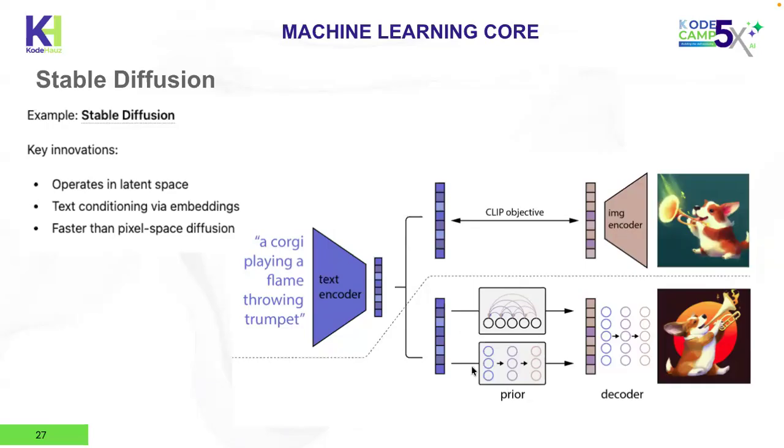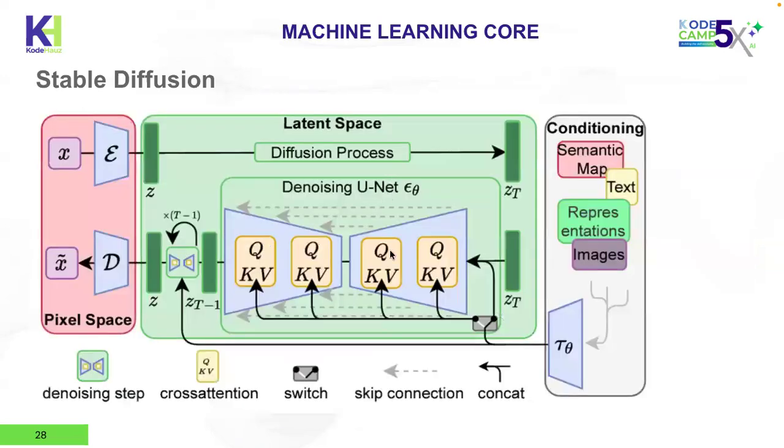So all this model does is to translate this representation from the latent space in the text to the latent space in the image, and then you pass it through a decoder. So a whole bunch of really clever innovations. So they have the pixel space.